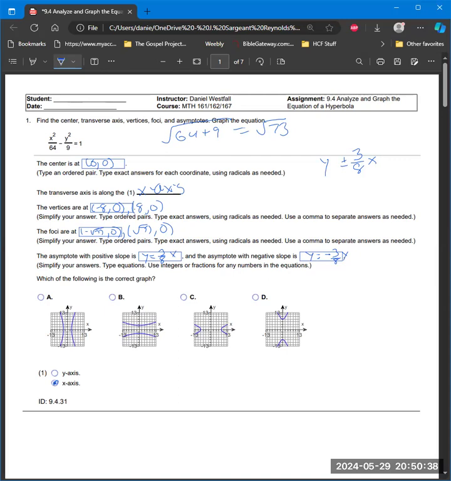Since the positive portion is x squared, it's going to be opening left or right. If the positive portion is y squared, it'll be opening up or down. So those are not correct. And we need which asymptotes have a slope of 3/8, rise 3, run 8. That looks like these here. Not those, because those are rising 8 and running 3. Those are going the wrong way or have the wrong slope.